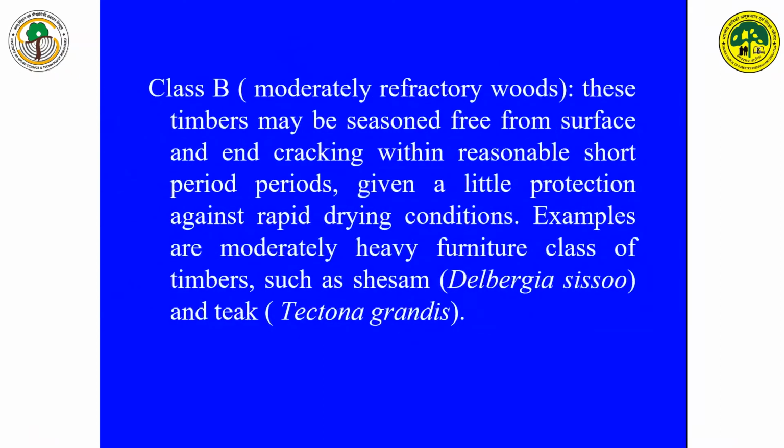Class B: most of the wood we use traditionally is class B refractory wood because it seasons nicely, but it needs a little care while seasoning in the kiln, and it needs two to three conditioning treatments of steam inside the kiln during the kiln schedule. Examples are shisham, teak, and mango. All these are moderately refractory wood.